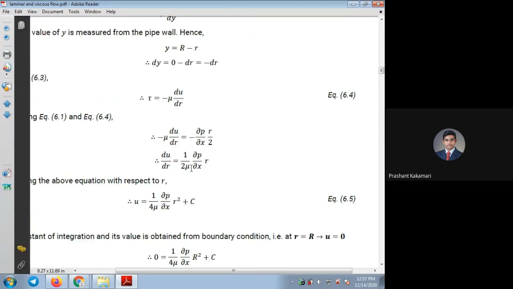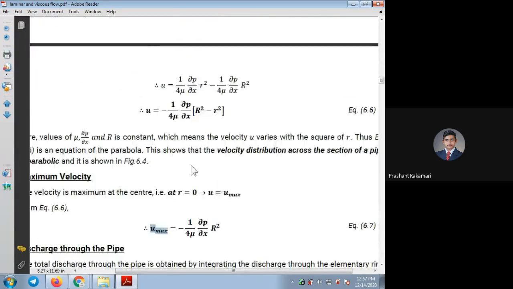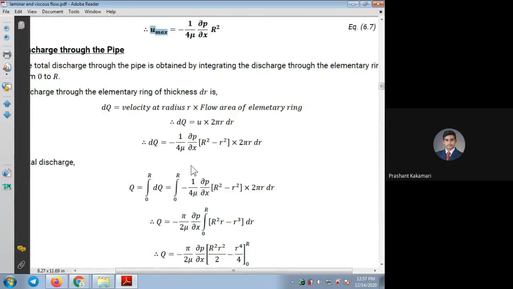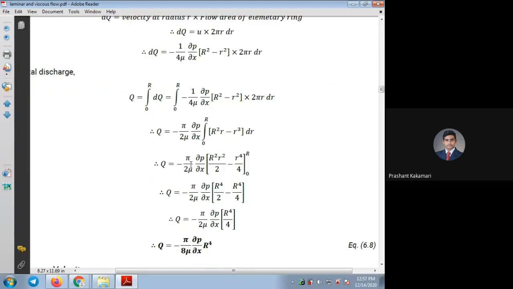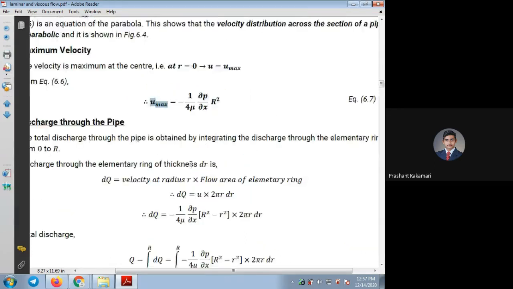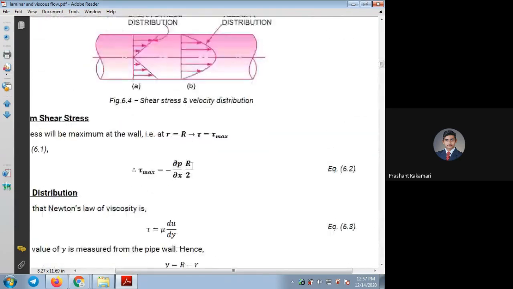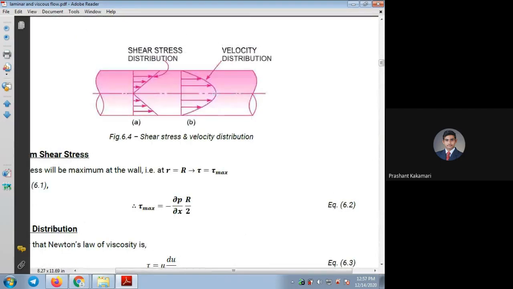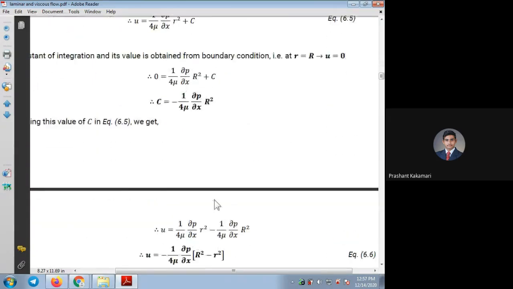To find it in equation form, later in the problems you can see how to find where exactly the average velocity point is. No doubt it lies between the maximum point and the minimum point, somewhere here. But where exactly it is located is defined by this equation.